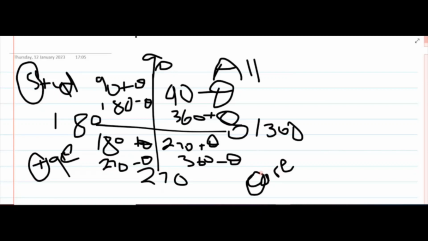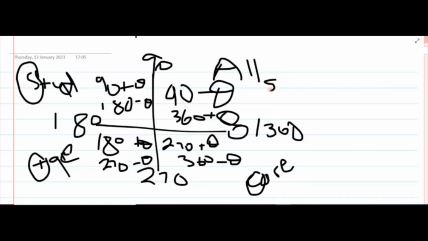Another thing I need you all to remember is that when you use the vertical line, which is this line, meaning sine of 90 plus theta or sine of 270 minus theta, your trig function changes. So sine of 90 minus theta changes to cos theta, sine of 90 plus theta changes to cos theta, and cos of 90 minus theta changes to sine theta, cos of 90 plus theta changes to sine theta.